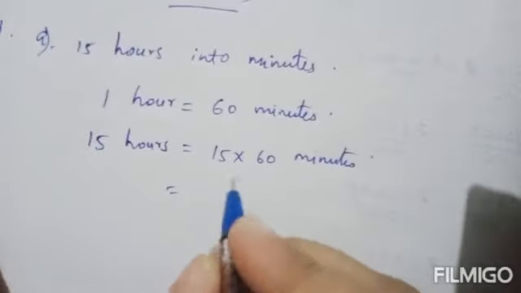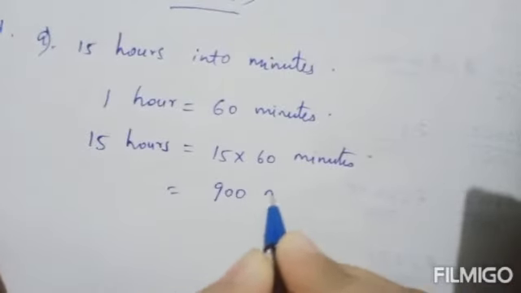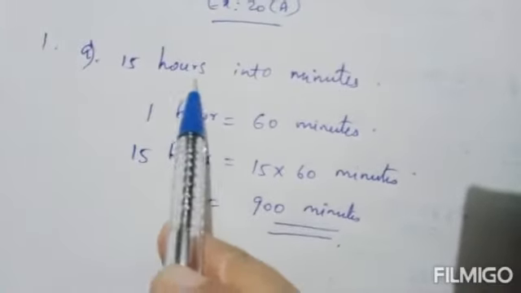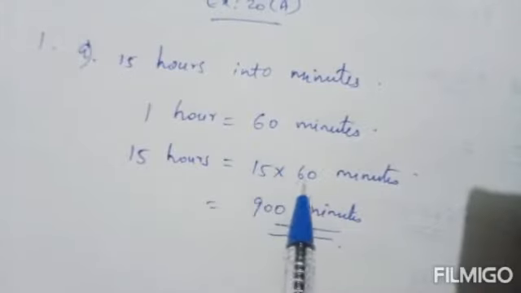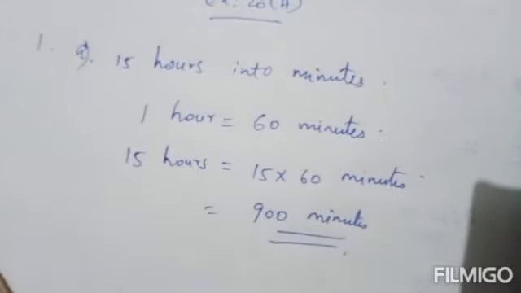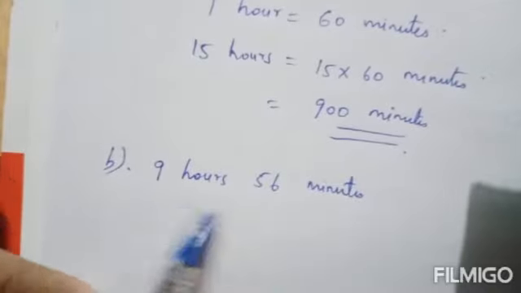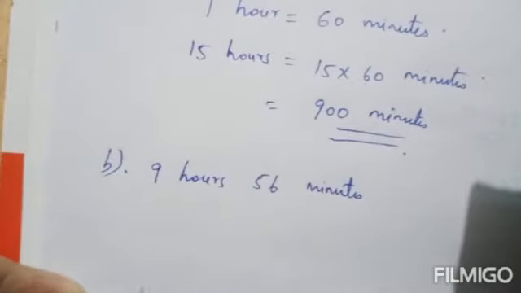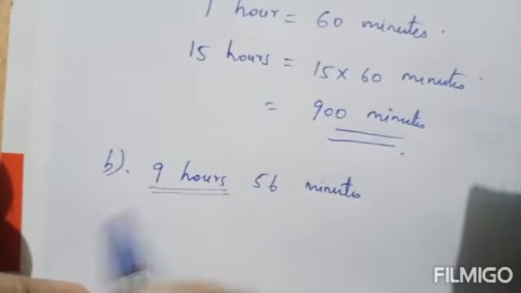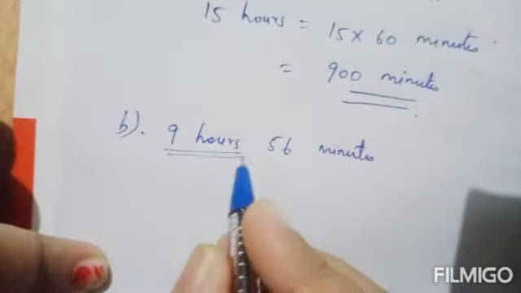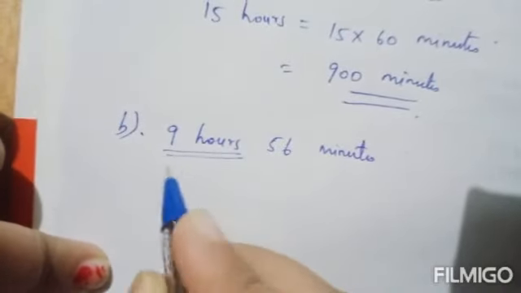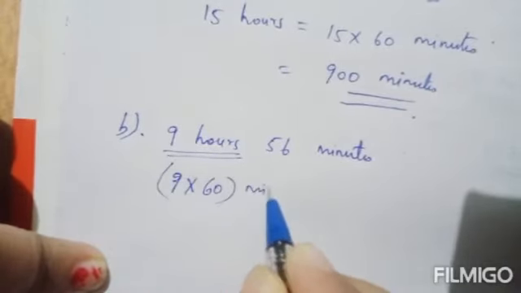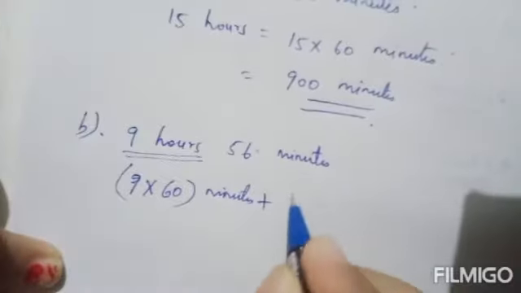Okay, 15 into 60 you will get 900 minutes. So in order to convert hours to minutes, multiply by 60. Okay, next B, 9 hours 56 minutes. You have to convert this into minutes. So this 9 hours, let us convert to minutes. How can you convert hours to minutes? Just multiply by 60. So 9 into 60 minutes plus this 56 minutes.